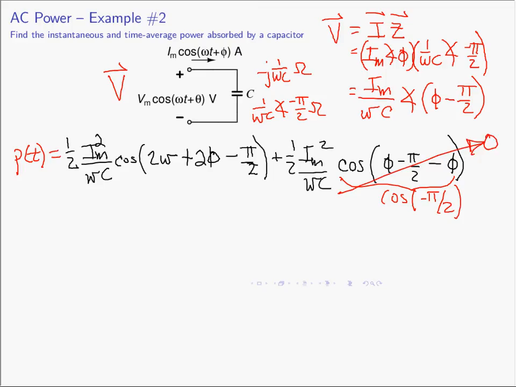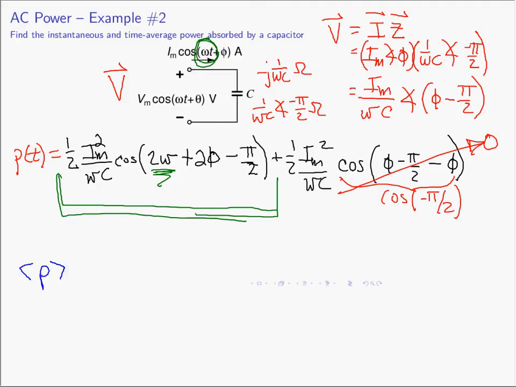And so we see the instantaneous power absorbed by our capacitor is this oscillating part, and it oscillates again at twice the frequency that we started at. All right, and now we can find the time average power. The time average power is simply going to be this value out here, and so the time average power of a capacitor is 0. There is no real power, useful power, average power absorbed by a capacitor. All a capacitor has is simply an oscillating power.